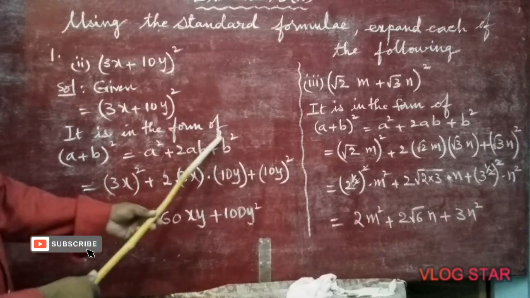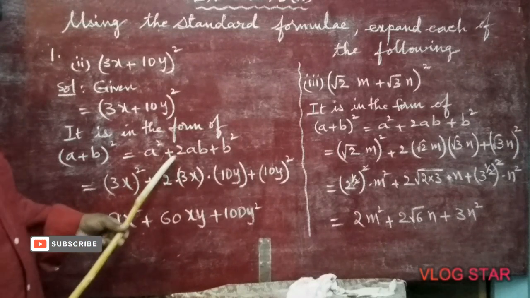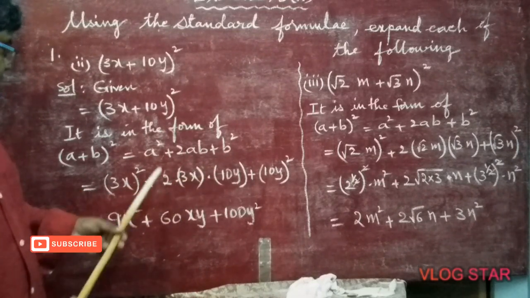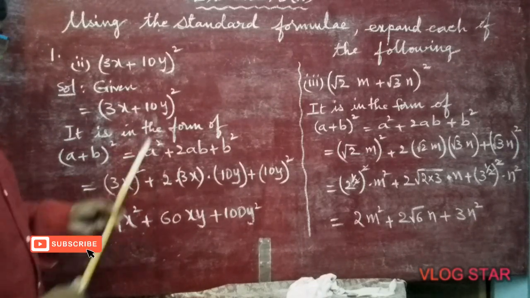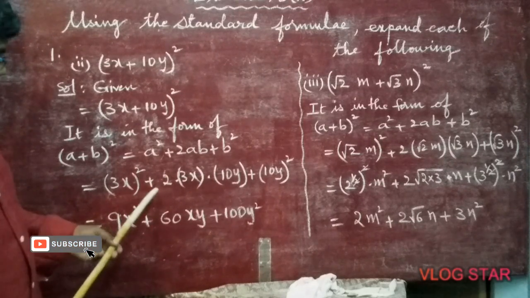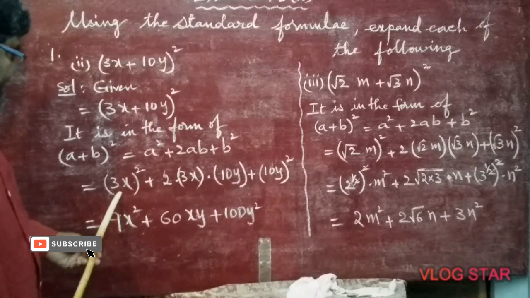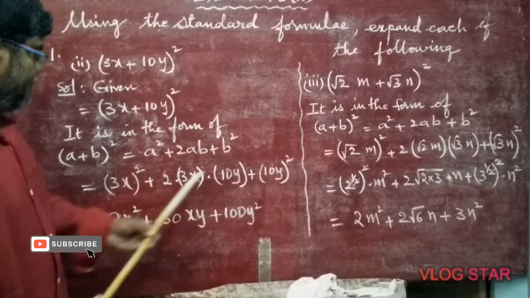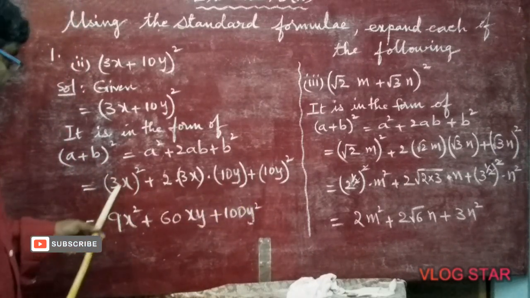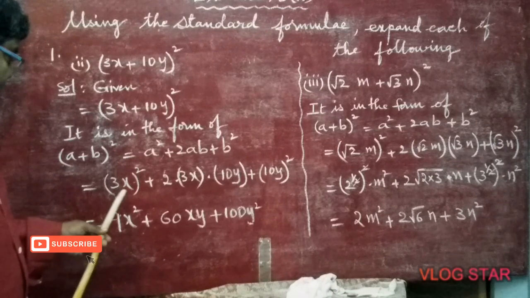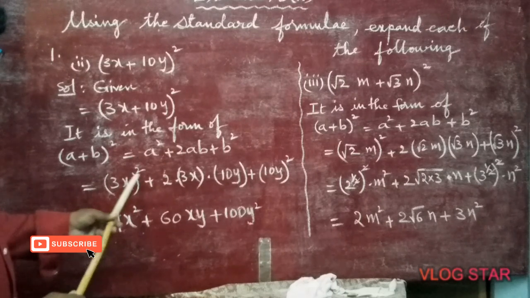It is in the form of (a + b) whole square, which is equal to a square plus 2ab plus b square. In the place of a, 3x is there. In the place of b, 10y is there. So (3x) whole square plus 2 into 3x into 10y plus (10y) whole square. You have to be careful: this square is for both 3 and x, so we have to read it as (3x) whole square.